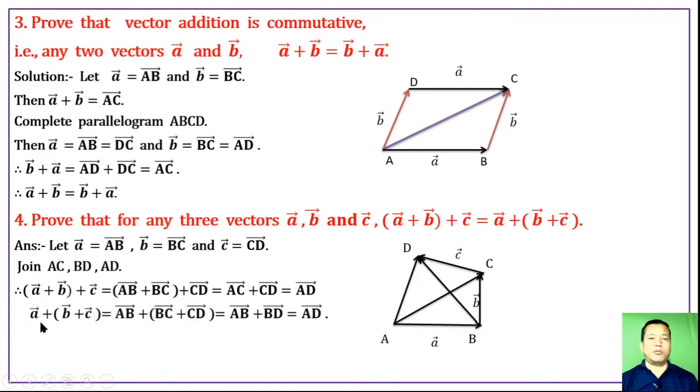Right hand side: A vector plus, B vector plus C vector. A vector is represented by AB, B vector by BC, and C vector by CD. The sum of BC plus CD is equal to BD, and again applying vector addition, AB vector plus BD vector is the AD vector. The left side and right side are equal. Therefore, this equals this. This shows that vector addition is associative.